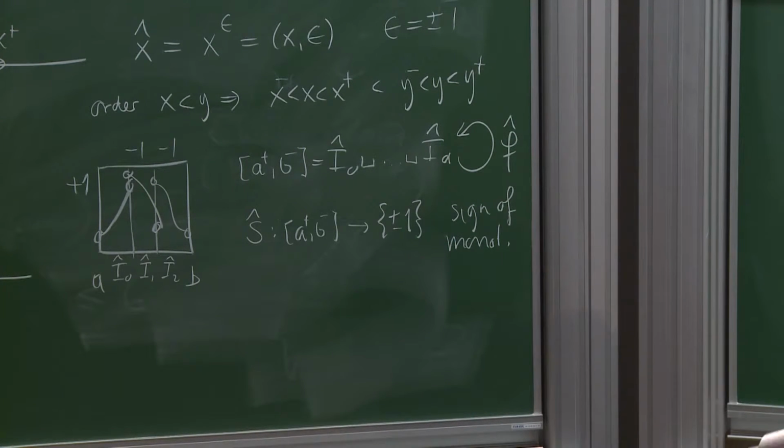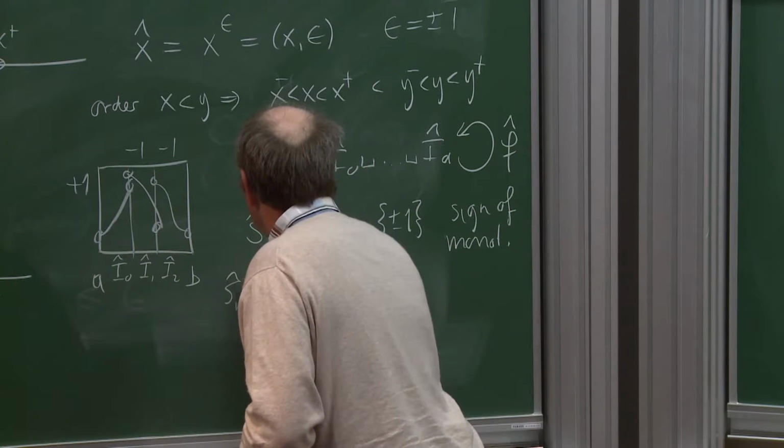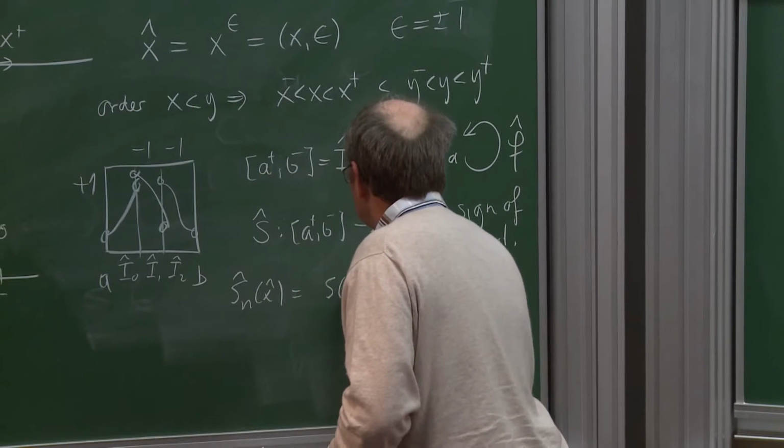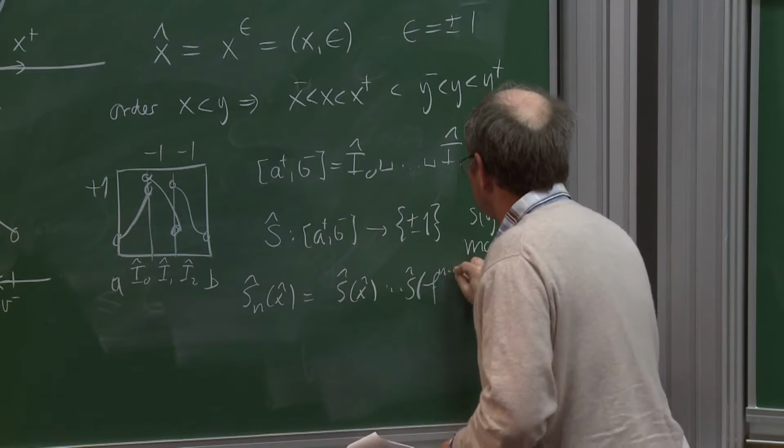And then we have the product along orbits, which are the product of these signs along these extended orbits.